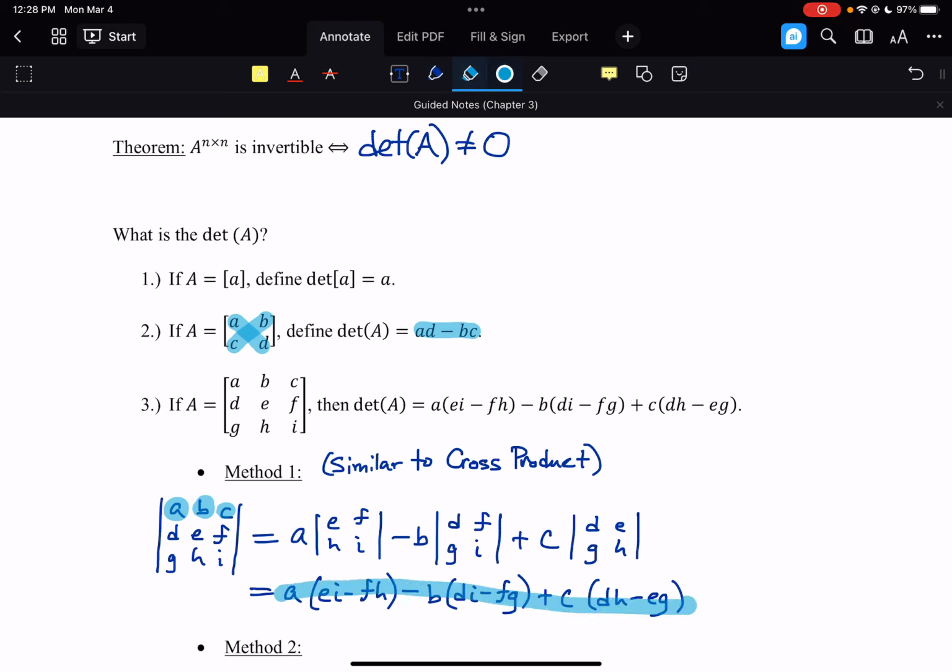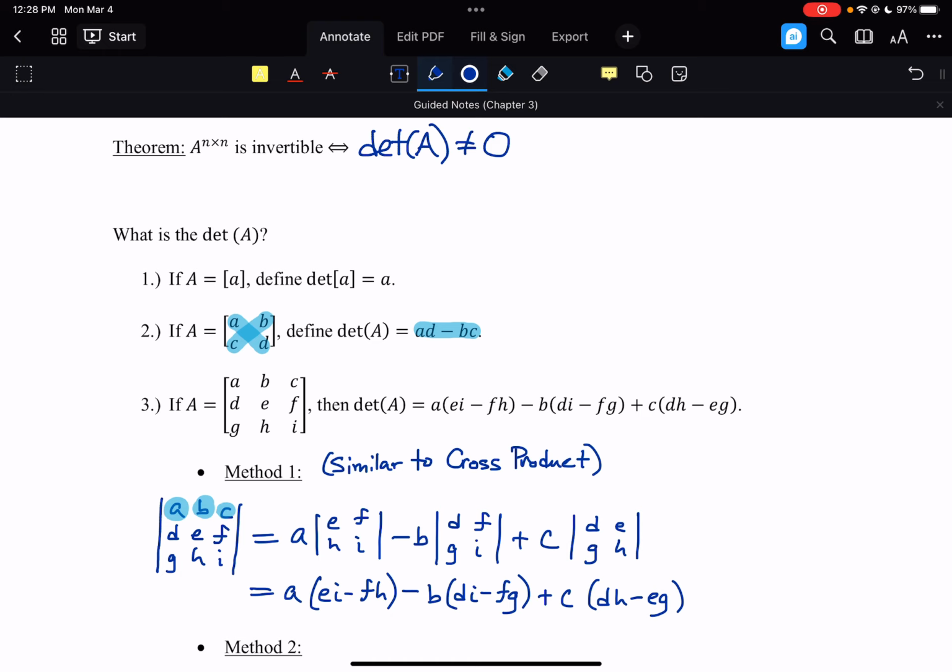And of course, that formula matches this one right here. So that is equivalent. This is a method that we should hopefully be familiar with from our experiences in Calculus 3.